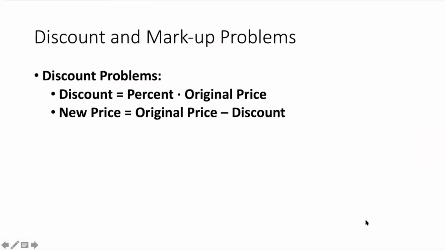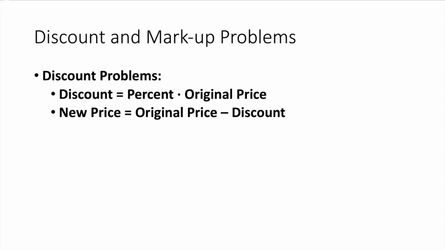Okay, so next we're going to talk about discount and markup problems. So I don't know if I really think of these as formulas. This is just how you do the problems. So to do a discount problem, you have to find two things, or sometimes they just ask you for one of these things. To find a discount, you find the percentage of the original price. And then the new price is the original price minus the discount.